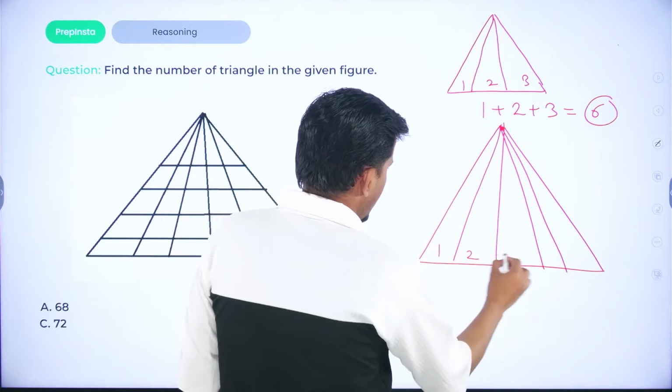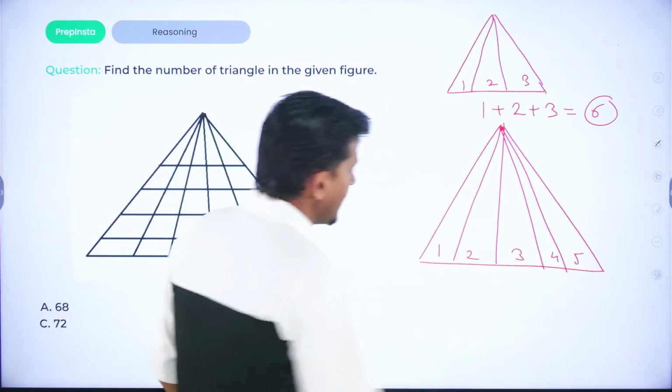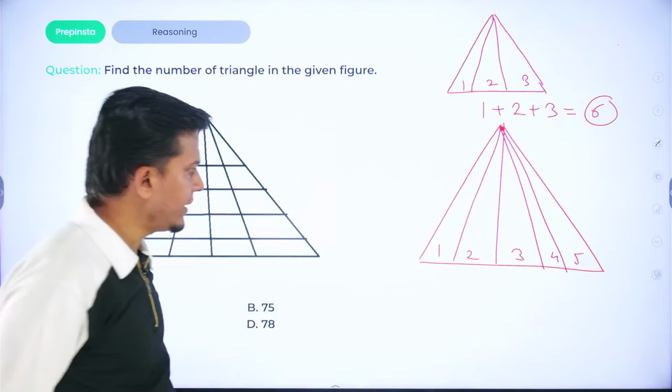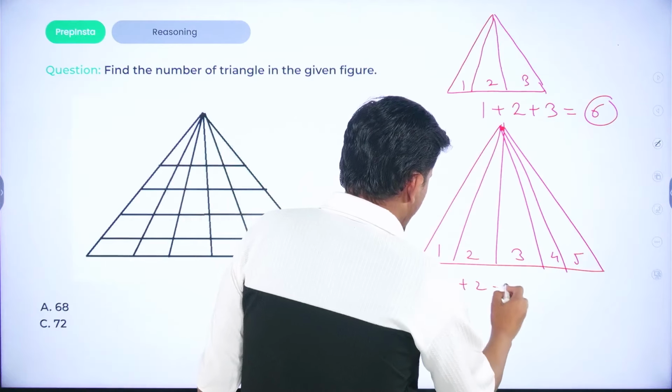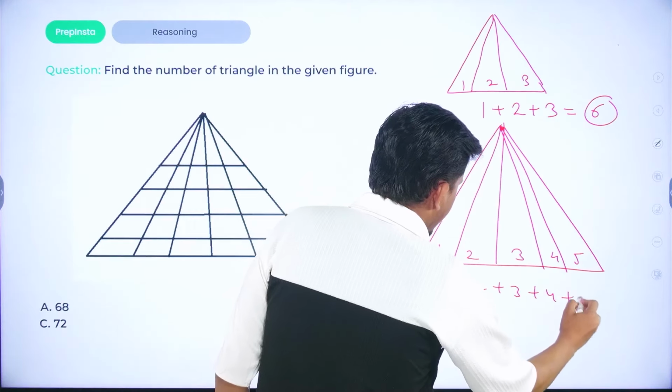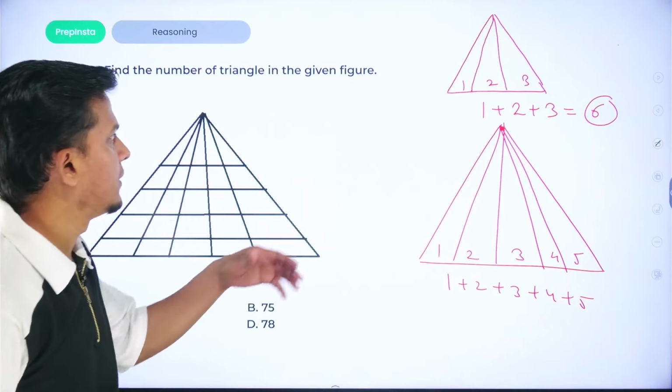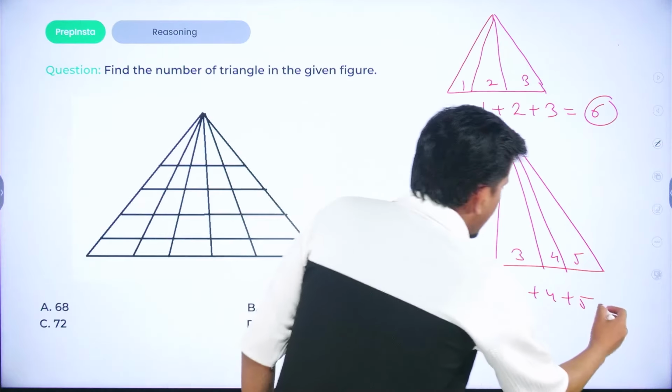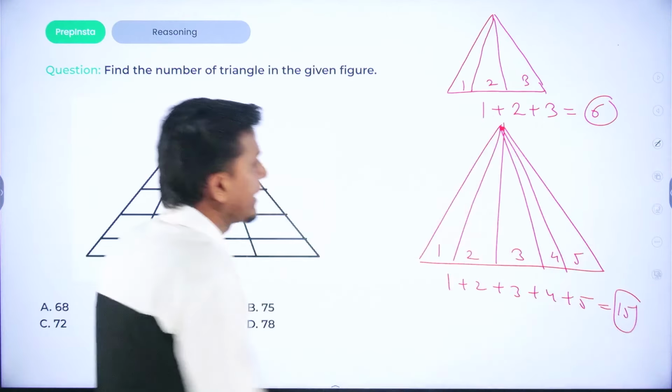So we got 1, 2, 3, 4 and 5. We can name it, we can count it, right? Now we have to add on 1 plus 2 plus 3 plus 4 plus 5, so it will sum up to 15. So the number of triangles that will form in this particular diagram would be 15.